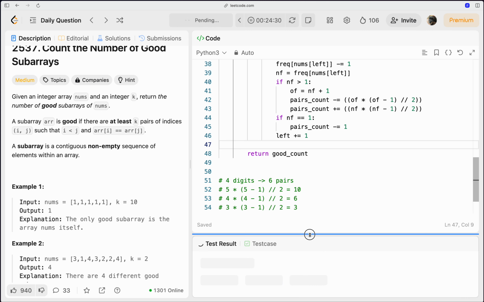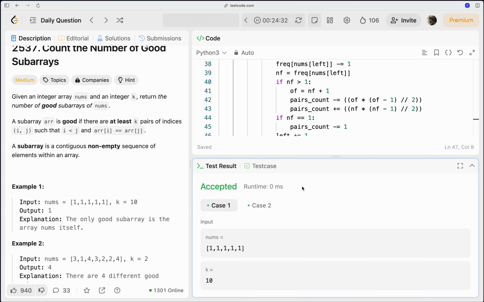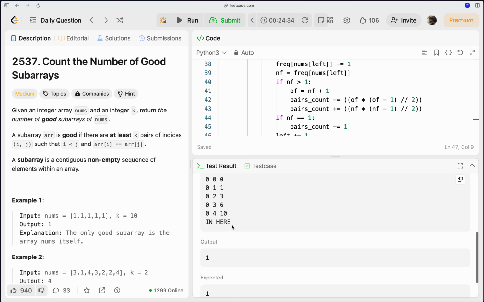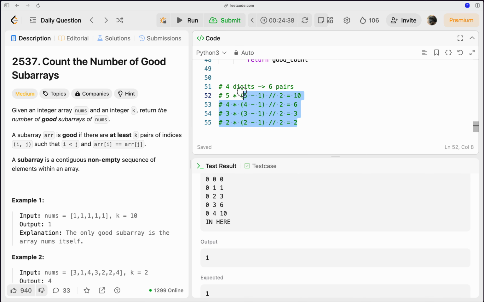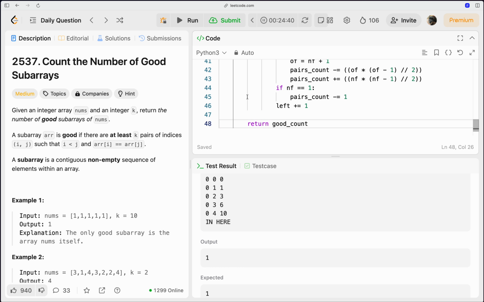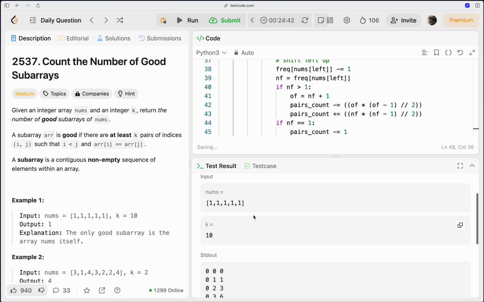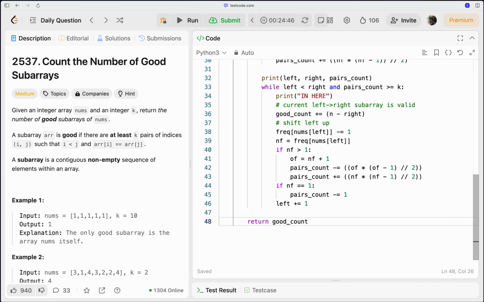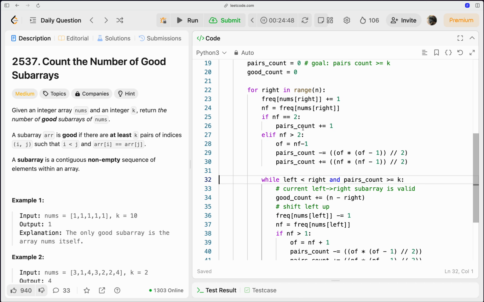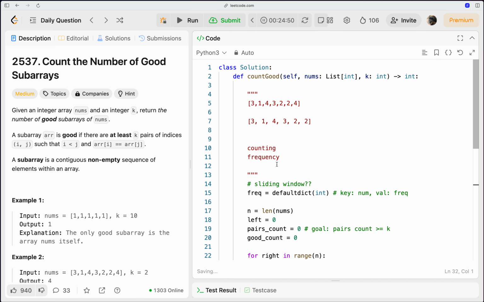Let me run this now. Okay. Yeah, and it should just go in here once, and that's at the very end when we finally reached 10 pairs. That honestly sounds pretty good. Let me remove some of the print statements, and then I think I could just go ahead and submit.